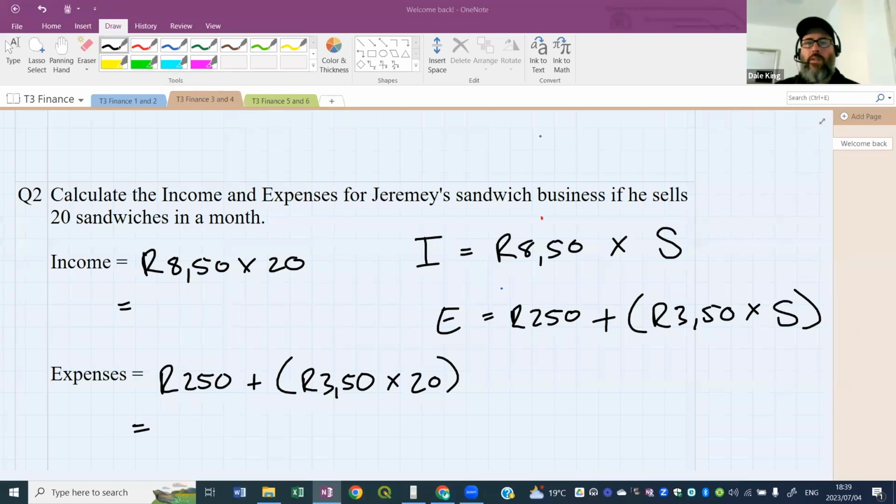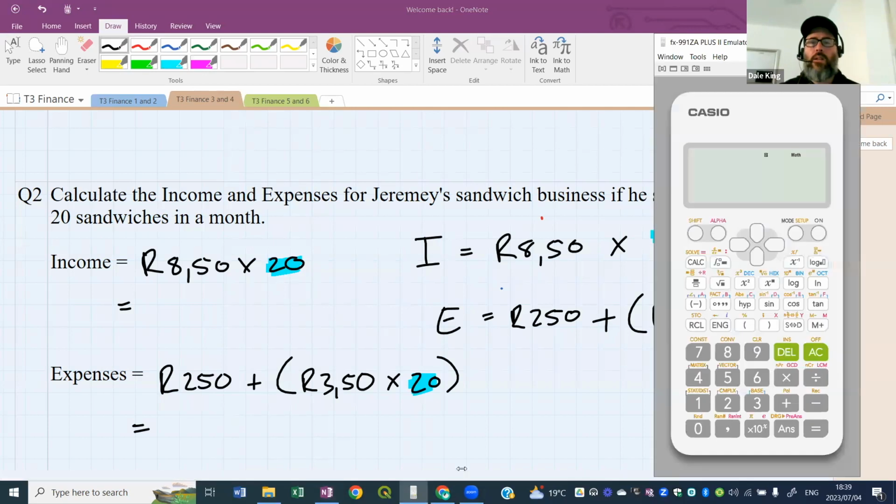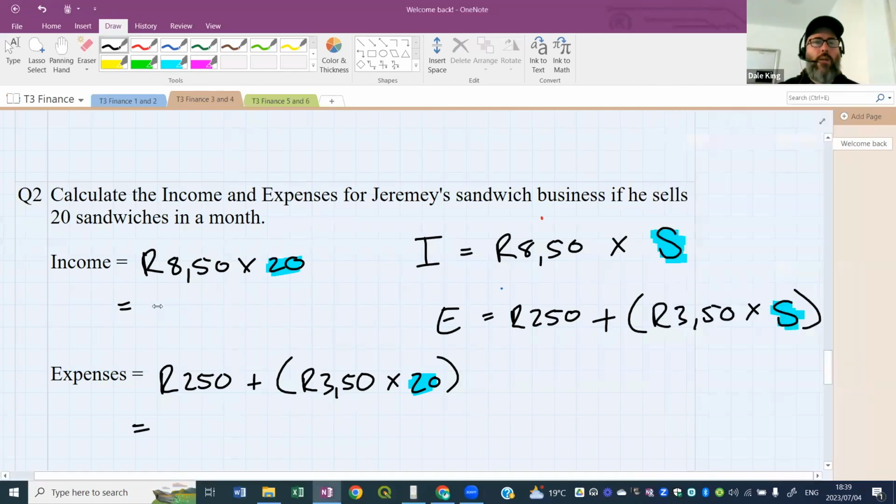Answers are still coming in, but as they do, we're going to quickly revise these two here for 20 sandwiches. You'll see here, all I've done is taken these equations, which is why they're so useful, and replaced the letter S with the number of sandwiches, in this case 20. The S is now replaced with 20 because this person made and sold 20 sandwiches. Now we need to let the calculator do the work for us. So it's 8.50 Rand times 20, which gives us 170 Rand for the income.